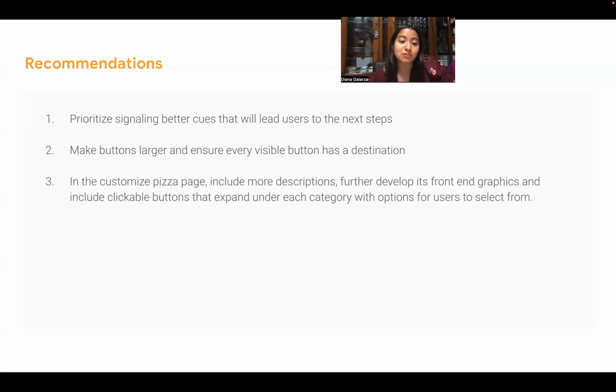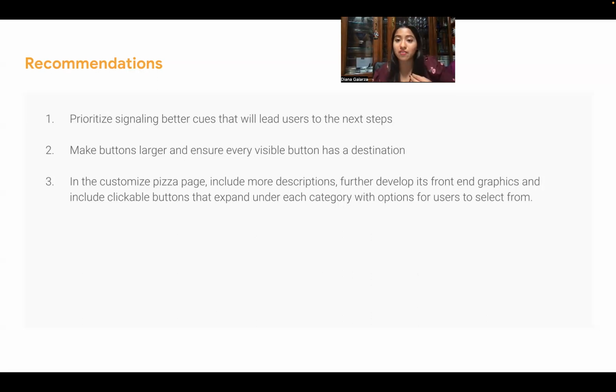And lastly, our recommendation is that the customized pizza page, that delicious pizza with lots of flavors and just deliciousness, that customized pizza page, right? That motivates people to place that order. Take note of that. That it includes more descriptions, eliminating confusion, right? And that we further develop its front end graphics. We want it to look yummy. We want it to be easy for users to know what to click on.